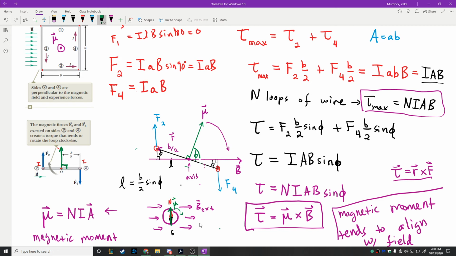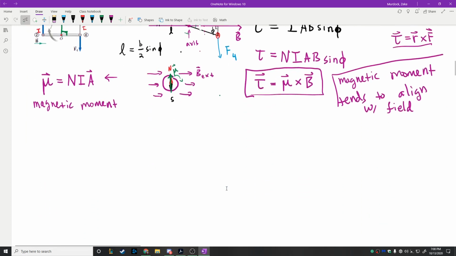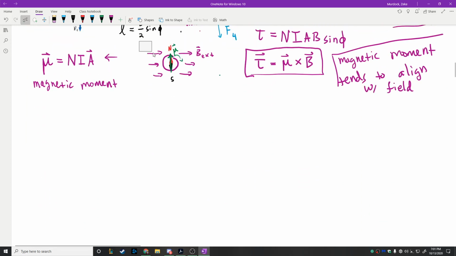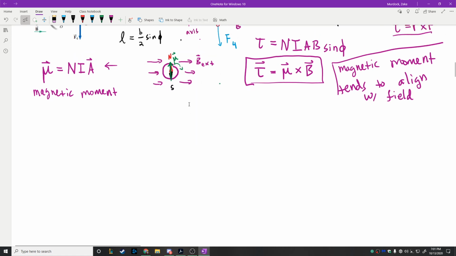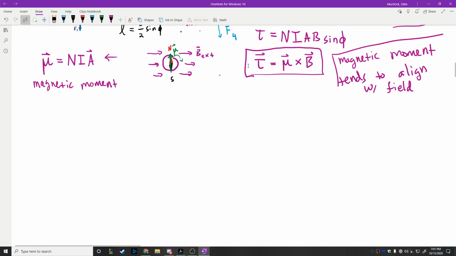I know this is hard to think about. I know it's in 3 dimensions, and I also know there's just a bunch of math on the screen that probably throws you off, but really what we're talking about here is the idea that a loop of wire acts just like this. Does that make sense? The loop of wire acts just like a magnet. It lines up with the magnetic field.